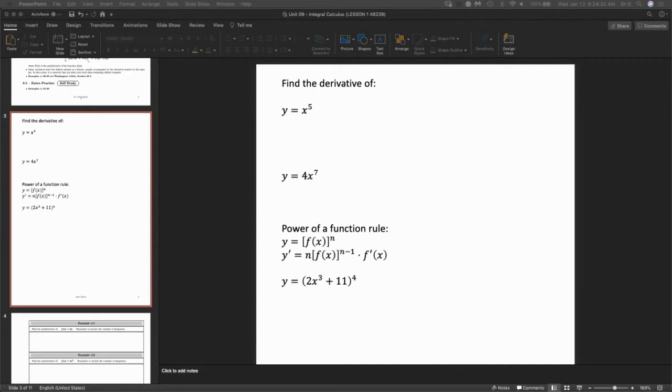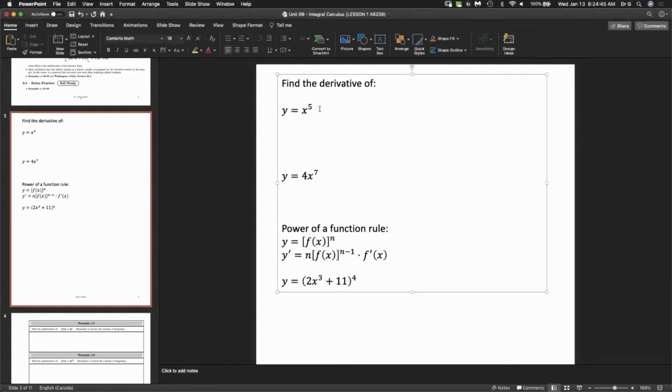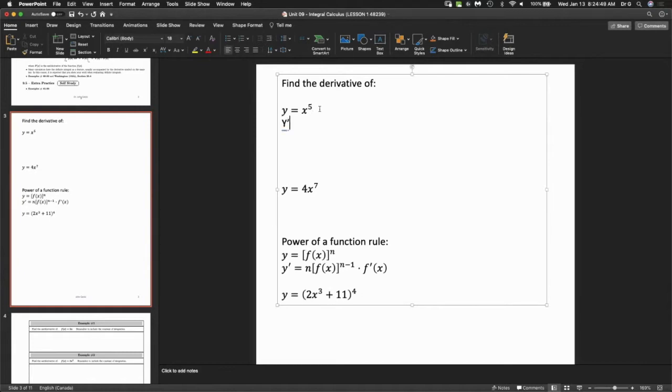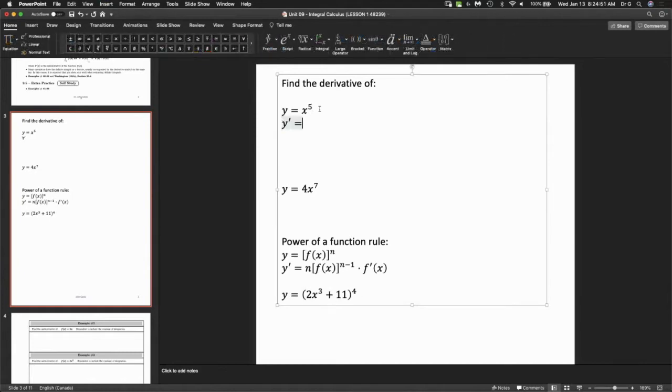So we're going to start off by doing a warm-up by finding the derivative of a few functions, and then we'll start the actual new material on antiderivatives. So the derivative of x to the 5 is, thank you, Dogen, y prime equals 5x to the 4.